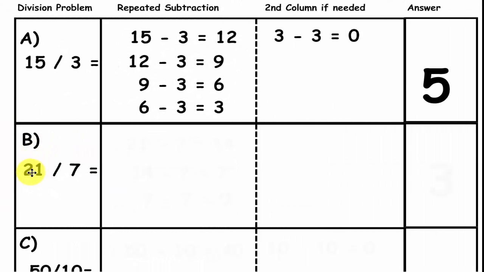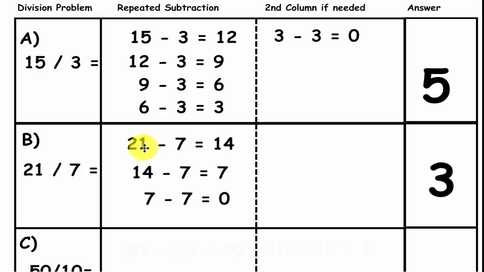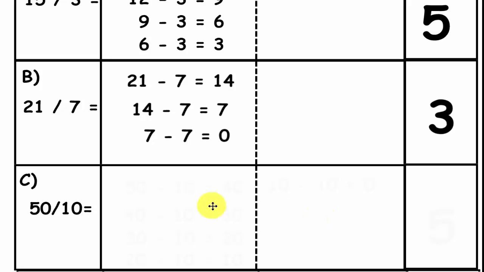Looking at problem B, we have 21 divided by 7. Well, up here at the top, you should have 21 minus 7 equals 14. 14 minus 7 equals 7. And 7 minus 7 equals 0. Now remember, this has to be 0 at the very end to make sure you are correct. How many equations do we have? 1, 2, and 3. So your answer is 3.